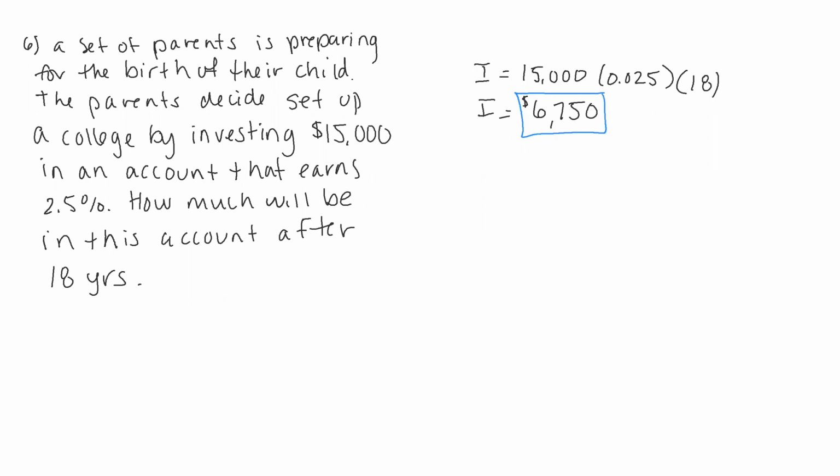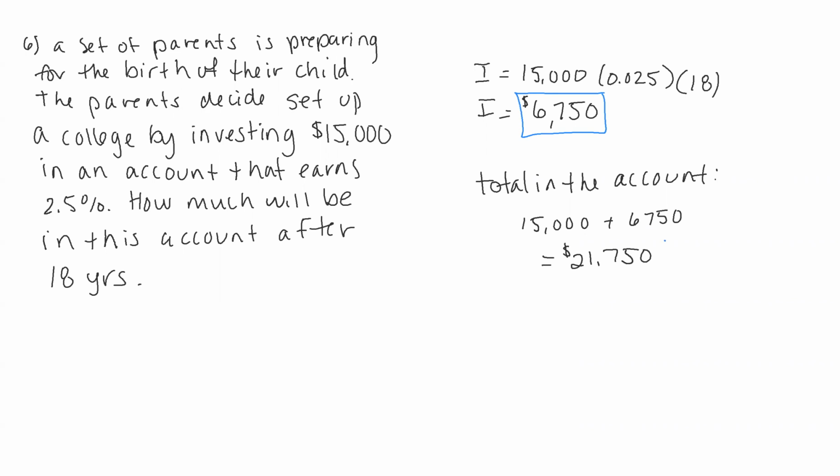So then we ask ourselves, well, how much is in the account? So the total in the account is going to be the 15,000 that was originally invested plus the interest of 6,750. And that would put us at $21,750. So that would be a nice little chunk of money for this particular kid to at least start his or her college career.